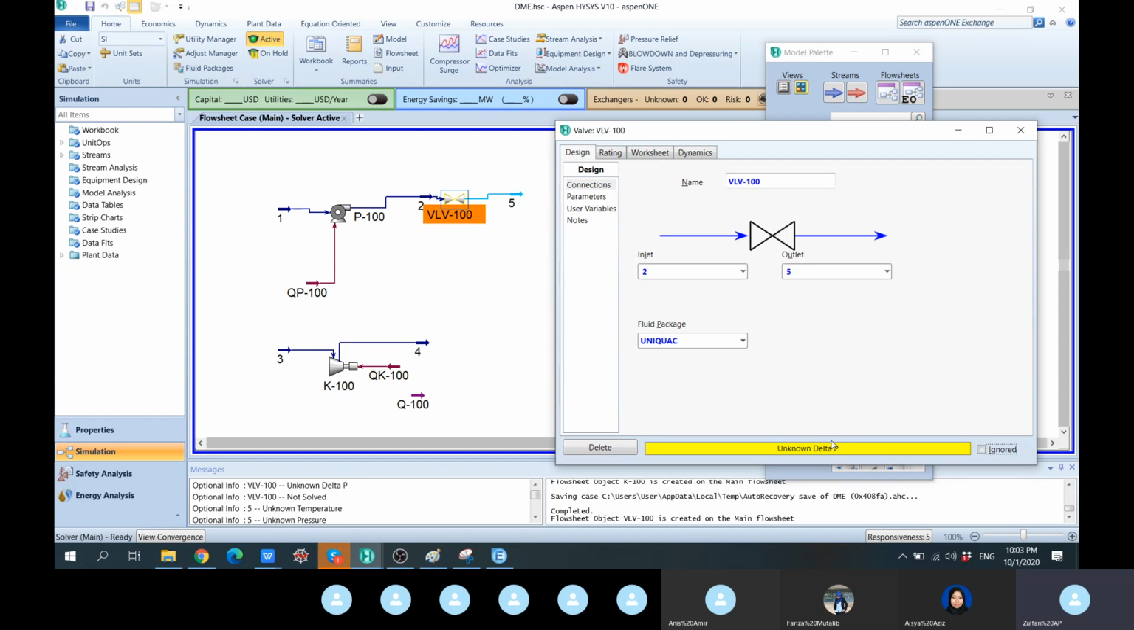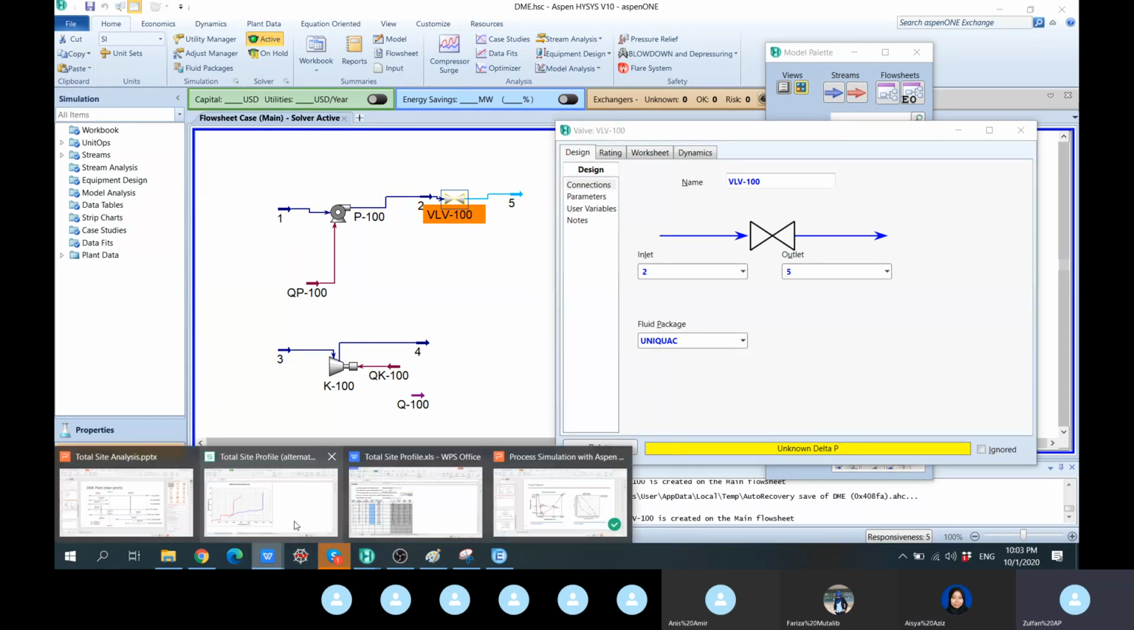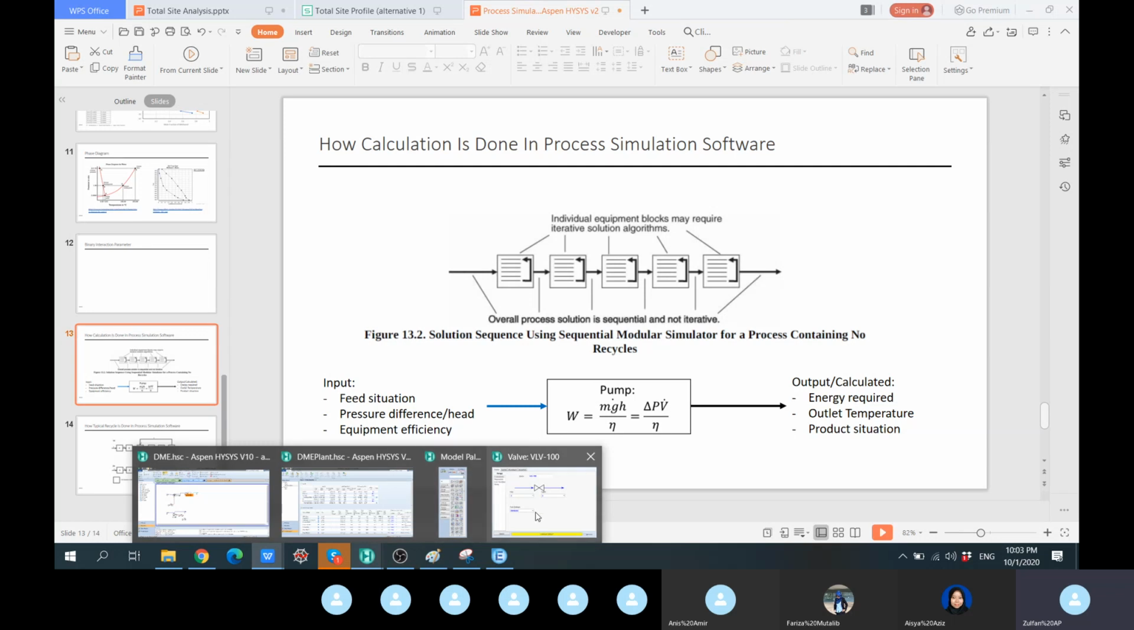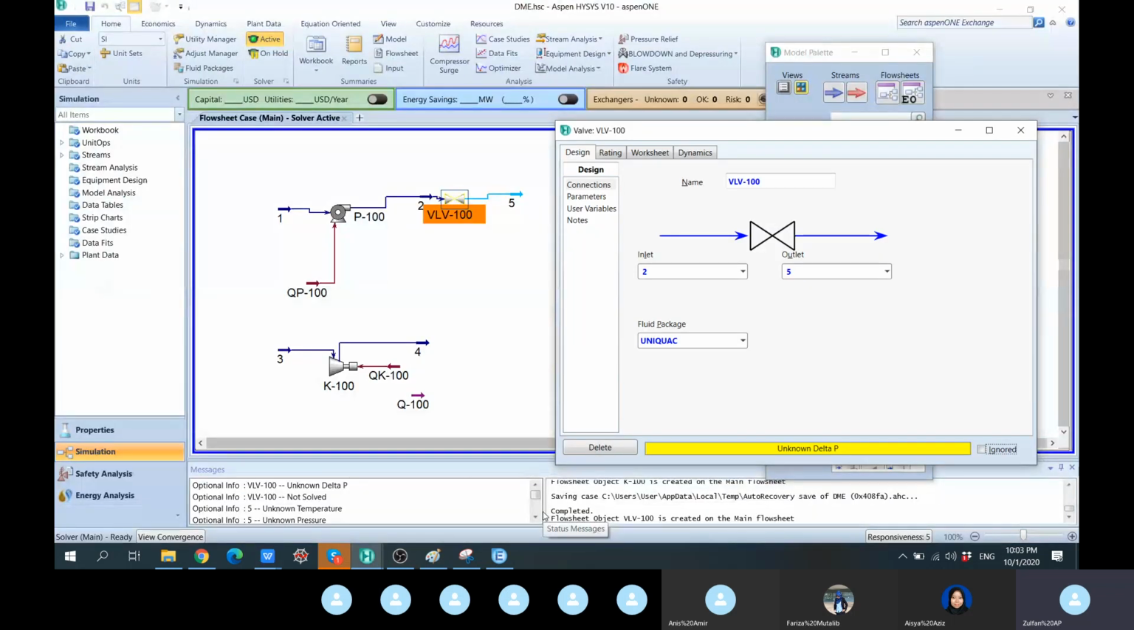As a side note, what is the equation of a valve? Without knowing what the equations for each of the unit operations are, we are not going to be able to find out the degrees of freedom. For pumps and compressors, we know this is the only equation, and we have proven ourselves that we have to specify three variables to be able to calculate the other variable. But for a valve, what is the equation? Anybody knows?